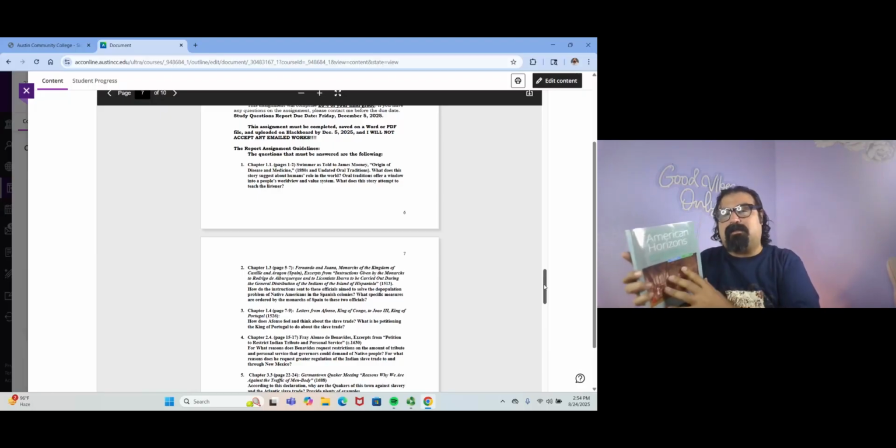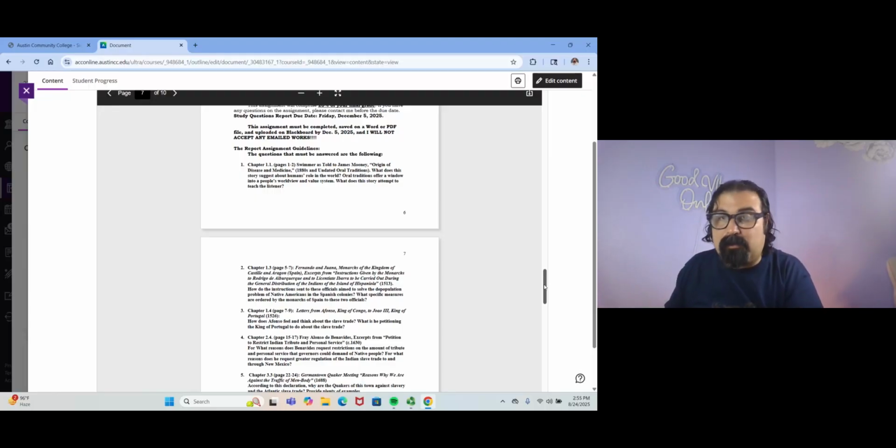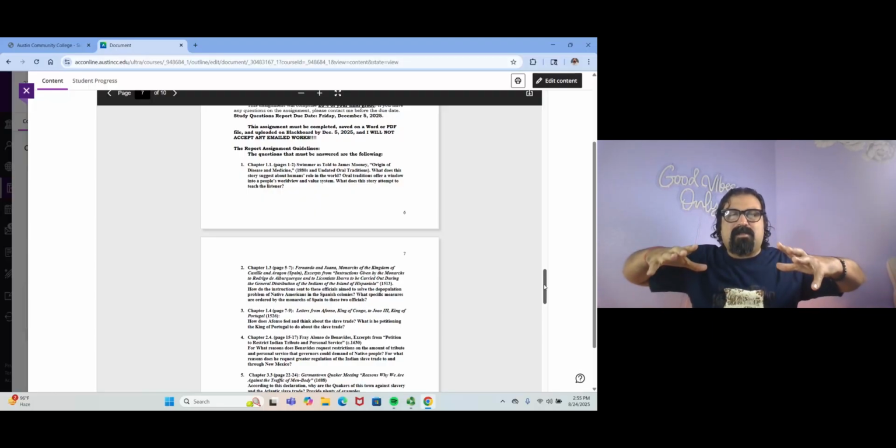So each document must consist of the answers per document. There might be 2 or 3 questions, doesn't matter. But all of the answers for those questions per document have to be one full page. So at the end of the day, once you complete this assignment, you're going to end up with a 10-page report. Everything is saved in the same document, the same file, Word or PDF, by the way.